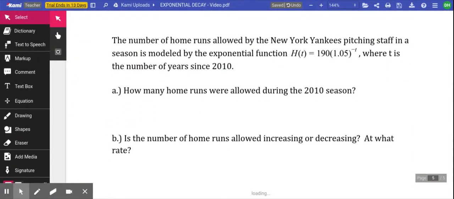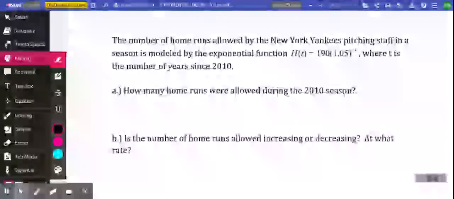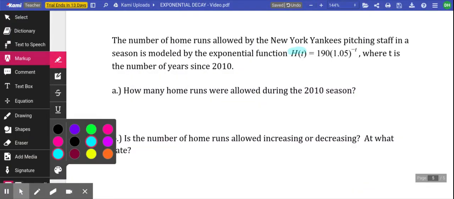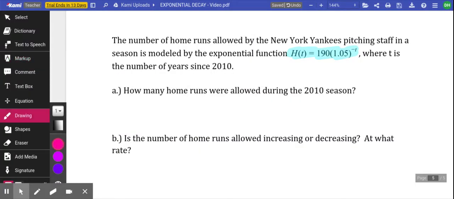Last thing we're going to dive into, again, is just working with these word problems. The number of home runs allowed by the New York Yankees pitching staff in the season is modeled by this exponential function right here. What a great looking function. Okay. Where t is measured is the number of years since 2010. How many home runs were allowed during the 2010 season? That's going to be your initial amount, which is going to be your leading coefficient. So we said 190 home runs allowed in 2010.